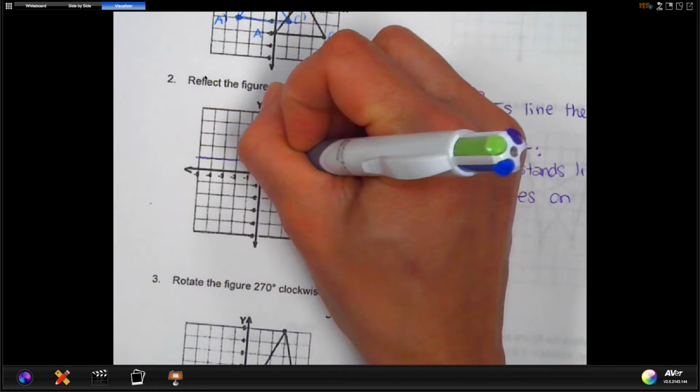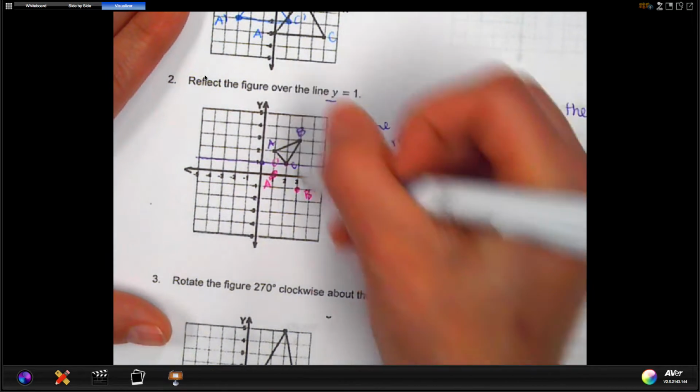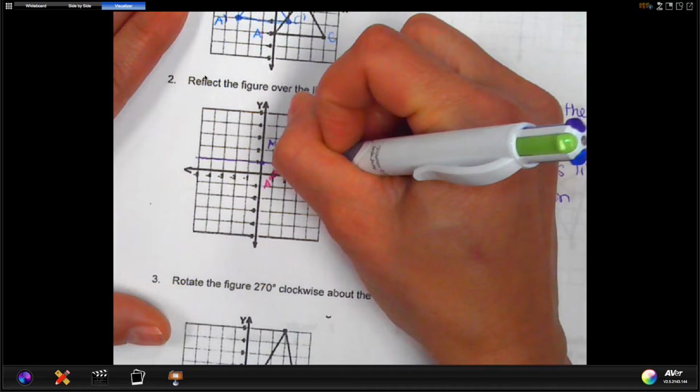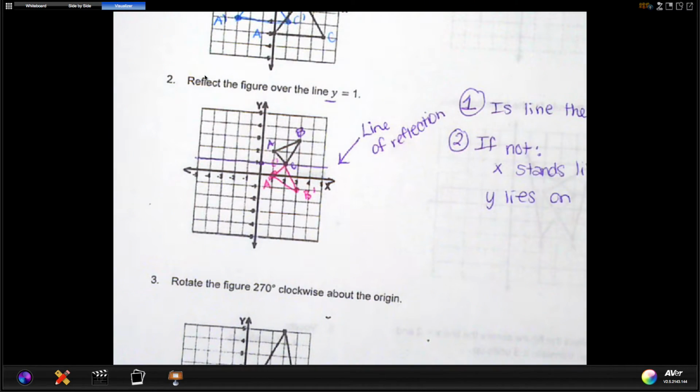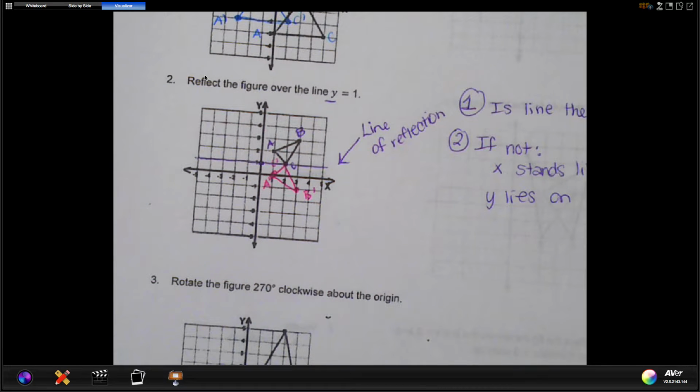We're going to label that C prime in the same spot. I'm going to reconnect it, and I perform my reflection. That is the answer to number 2. All right, keep going, heading right on.